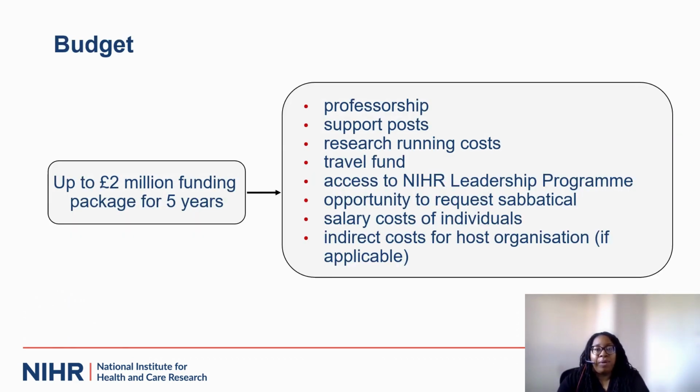So in terms of the budget, the funding package that is available for each award is up to £2 million for 5 years, and it covers the salary costs of the lead applicant, the salary costs of the support posts, it covers the travel fund, it covers your training and leadership development plan, and within that you can access the NIHR leadership programme. There's opportunity to put in costs for a sabbatical or research visits or placements, and then you can put direct and indirect costs for host organisations and partner organisations where applicable.